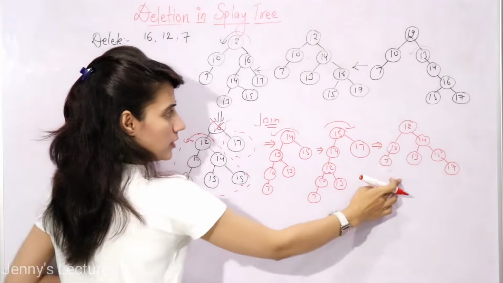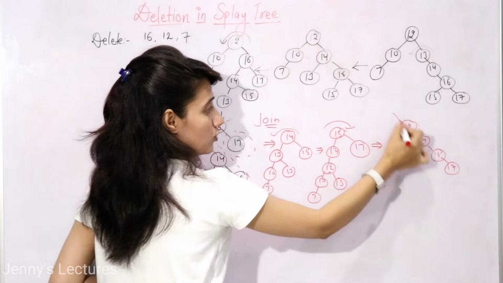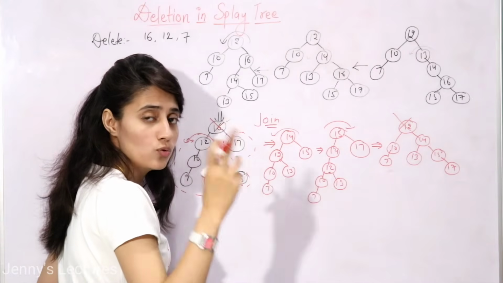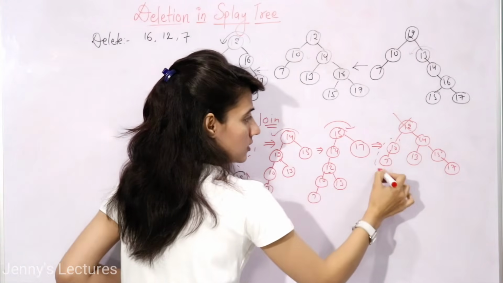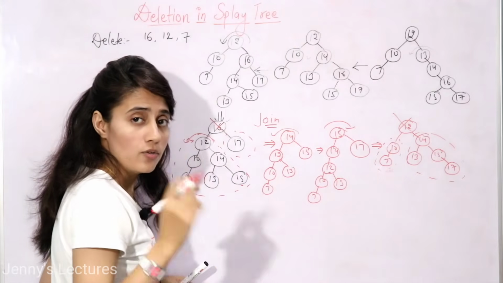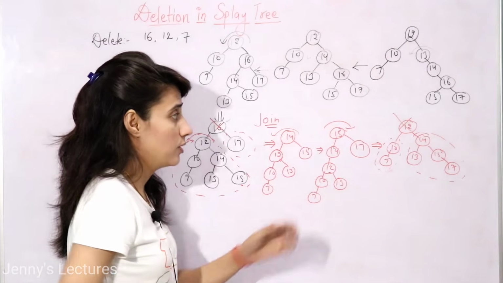So now from this tree, now 12 is the root. Now you can delete this 12. Now after deletion of this 12, now we have divided this tree into two subtrees. One is this left subtree, one is this right subtree. Now you have to perform join operation. Now in join operation, first you need to do what?